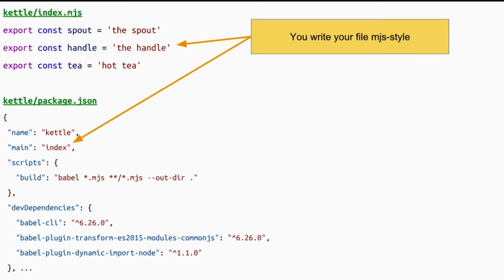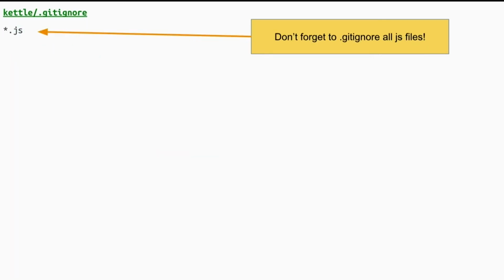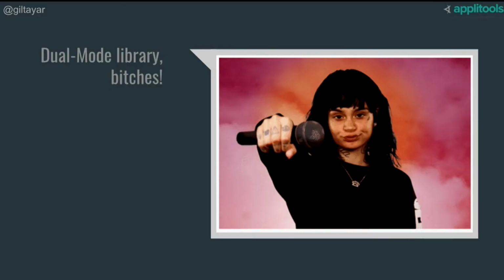So I write this. I Babelize everything using these two plugins. I git ignore the JS files because they're a build product. They're not source code anymore. And now I can import with impunity code that was written once as ESM. Because when I import from Kettle, it will take index.mjs. And when I require Kettle, it will require kettle.js, which was transpiled from kettle.mjs. And there we go.